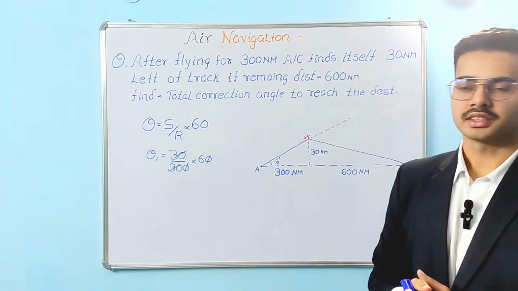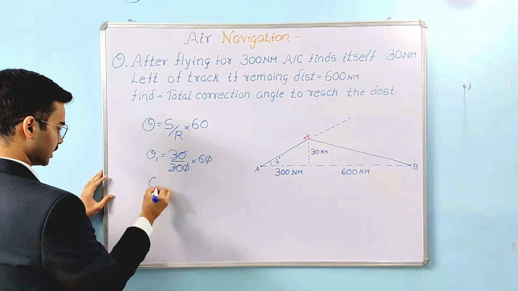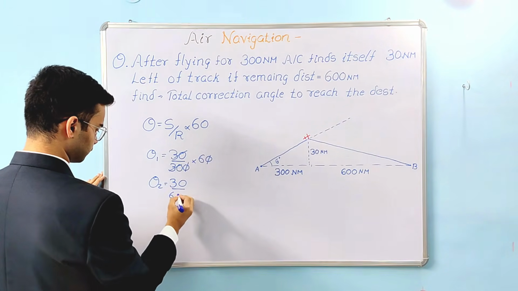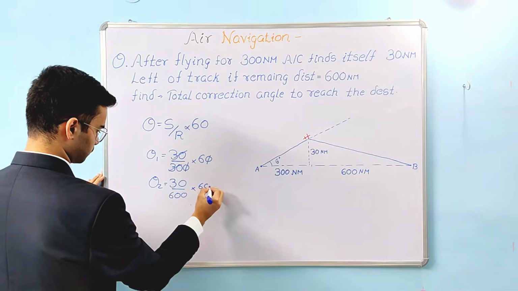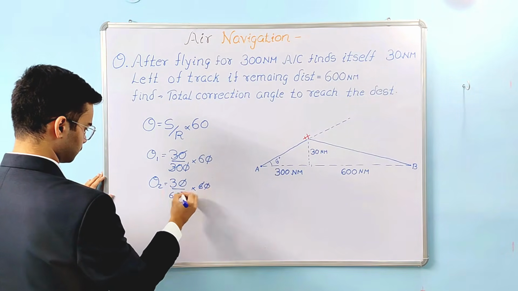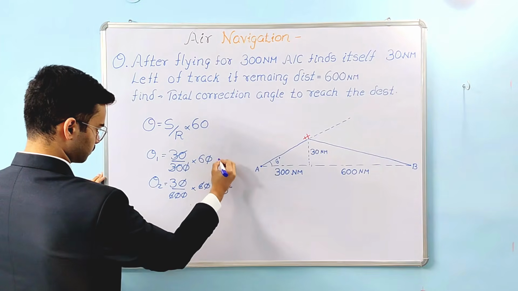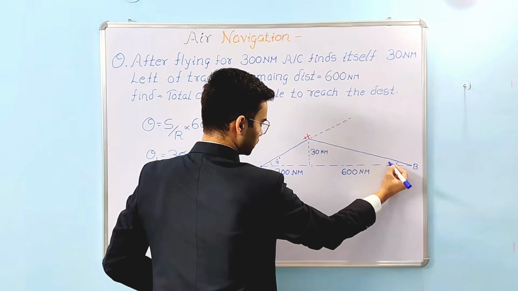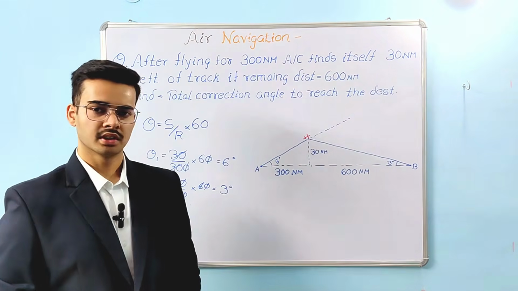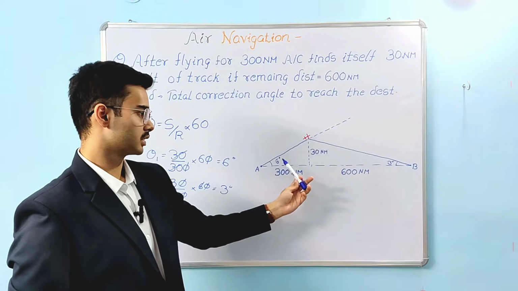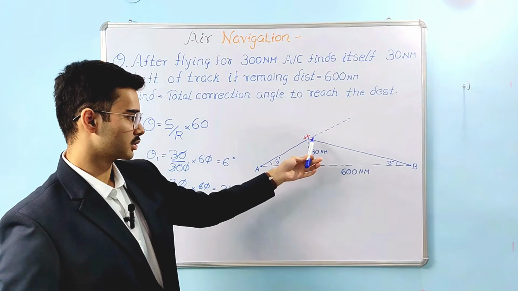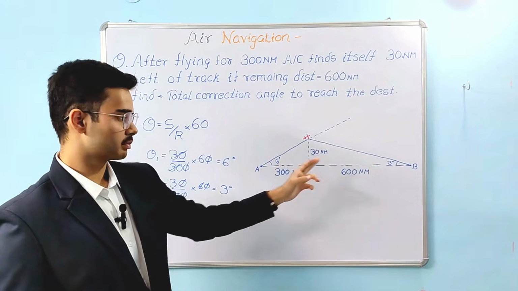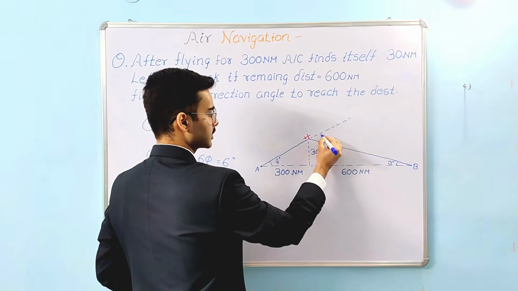Now let's calculate the second angle. Again, same process. Let's write it, theta 2. This angle equals 3 degrees. Now what? We got this, we got this. Now what are we going to do? Having calculated all these angles, we can directly put the correction angle as 6 plus 3, 9 degrees. Let's first write it, then we'll see.